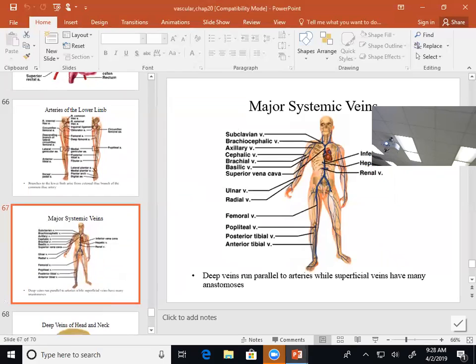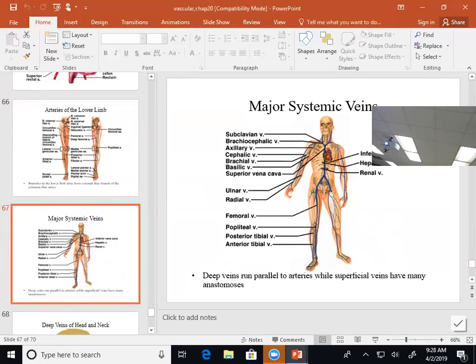I want to bring your attention to this slide, slide 67. These are the major systemic veins that are returning blood to which pump? The right pump, the pulmonary pump, because it's going to then send it back to the lungs. So these major systemic veins have a lot of words sounding the same as what we just learned on the arteries, but these are the veins.